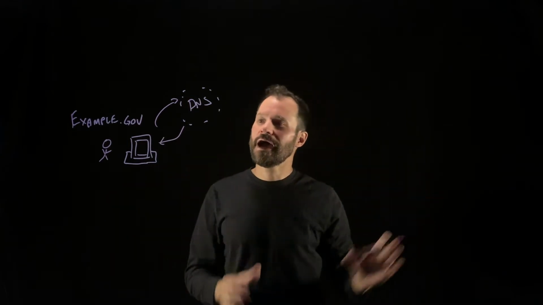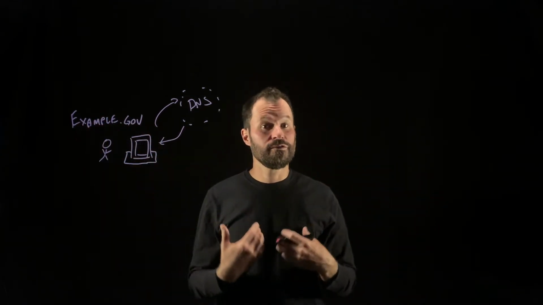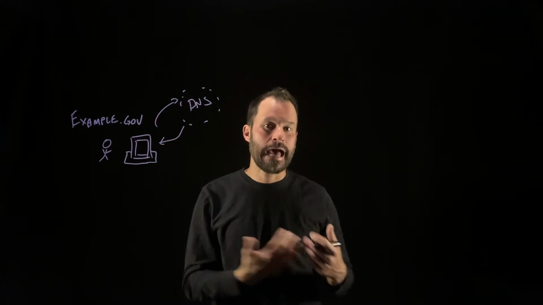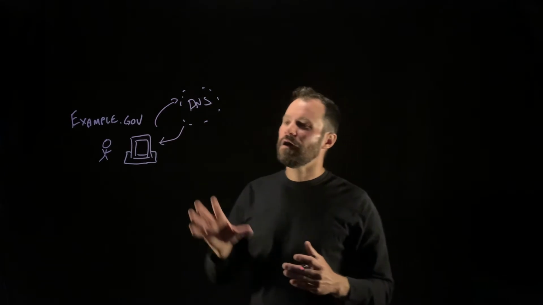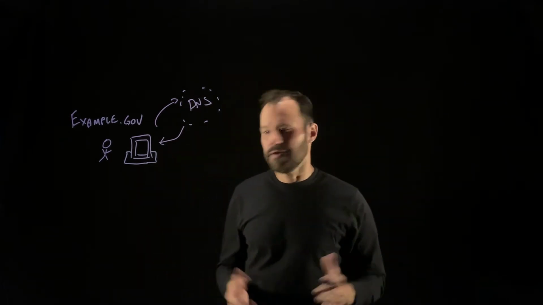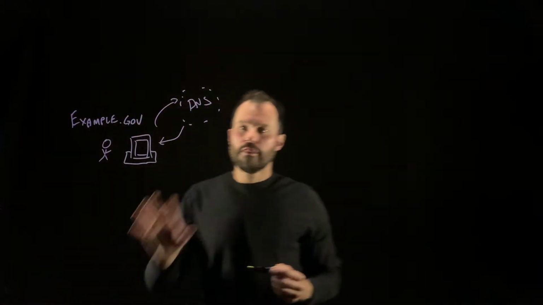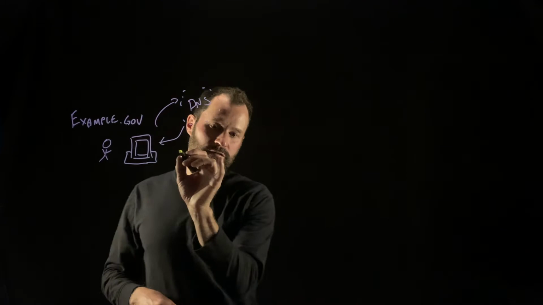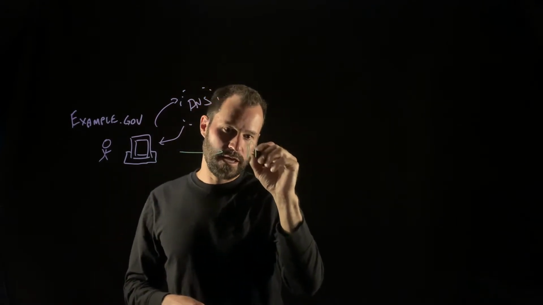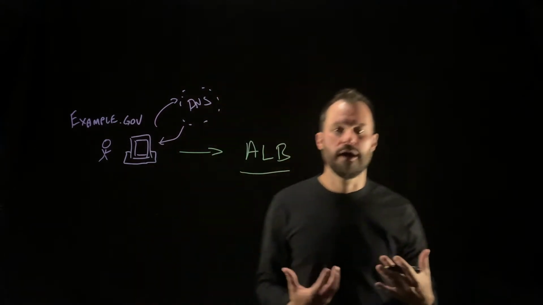But this flow would be exactly the same whether you were using your own domain or our default app domain, app.cloud.gov. So the exact same thing would happen for example.app.cloud.gov, as an example. That DNS lookup is going to resolve the name, and that name is then going to point to an ALB, or Application Load Balancer.